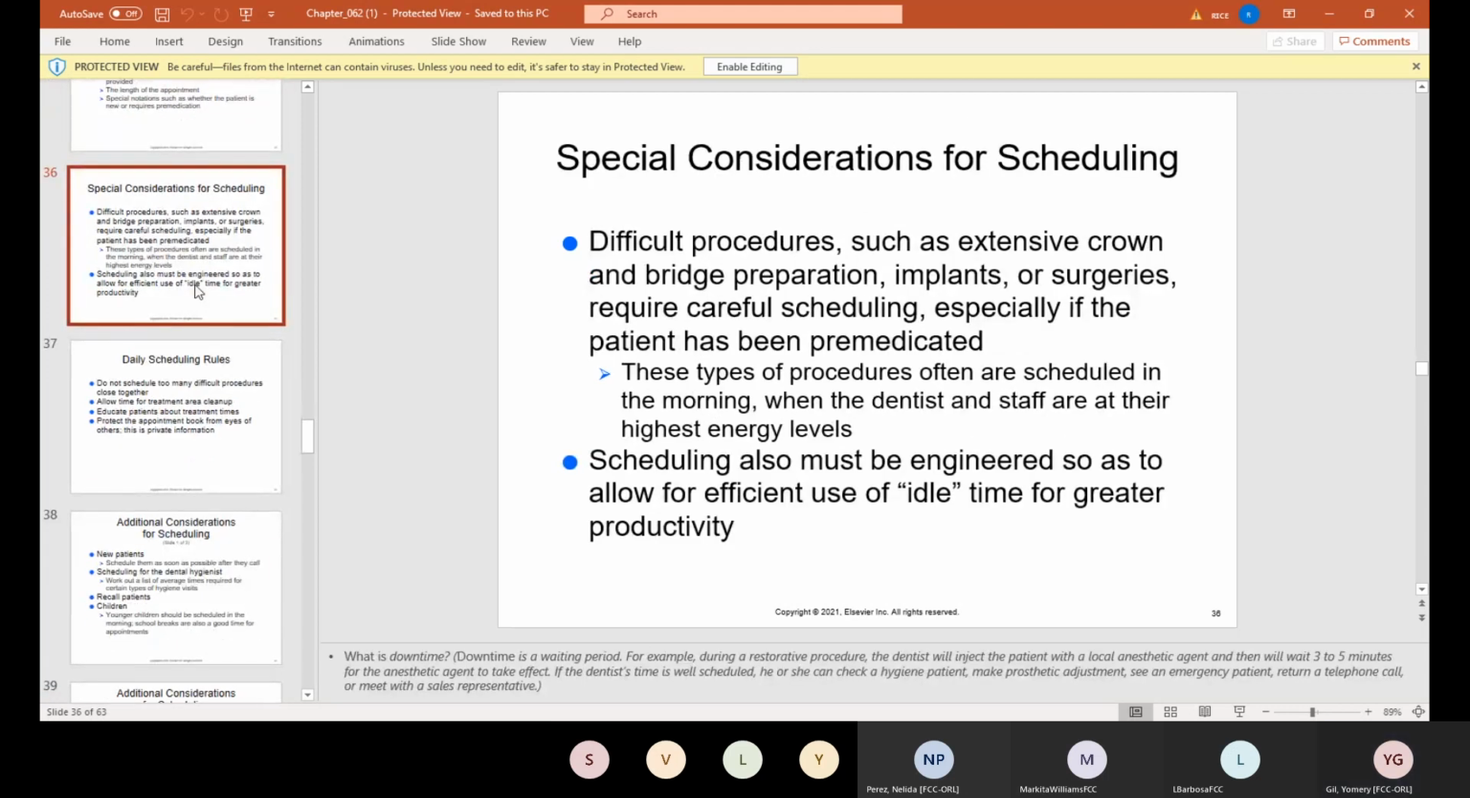Special considerations for scheduling. Difficult procedures such as extensive crown and bridge preparation, implants, or surgeries require careful scheduling, especially if the patient has been pre-medicated. These types of procedures often are scheduled in the morning when the dentist and staff are at their highest energy levels. And why do you think that is? Why would you want to schedule your big long appointments at the beginning of the day?